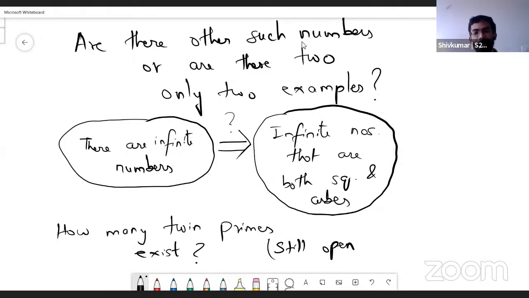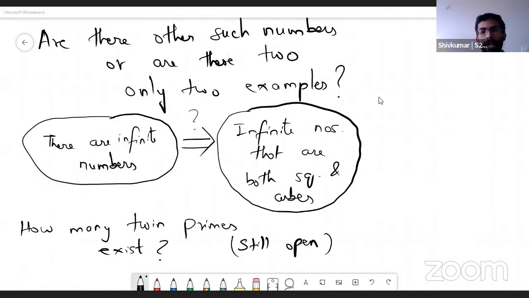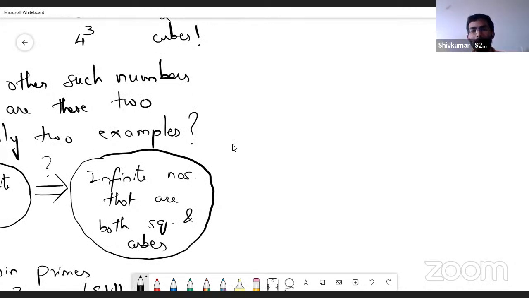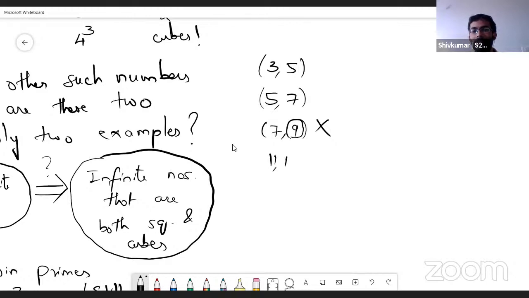So what is a twin prime? I'll just quickly explain what a twin prime is. Twin primes are primes which are separated by a gap of 2. So basically 3 and 5, a separation of 2 and both of them are primes. 5 and 7, separated by a gap of 2 and both primes. 7 and 9, are they twin primes? No, because 9 is not a prime. 11 and 13, again twin primes.